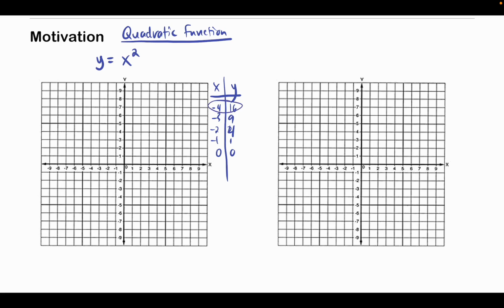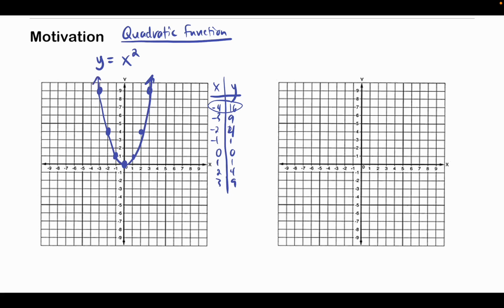-4, 16 is definitely on the graph, but the graph I have is only from -10 to 10, so it's not going to quite fit. So I'll graph at least -3, 9, -2, 4, -1, 1, 0, 0, and we could plug in positive x values too. 1 squared is 1, 2 squared is 4, 3 squared is 9, etc. Right? So this is very familiar for us. We've graphed parabolas and dealt with them a whole bunch previous to this, right?